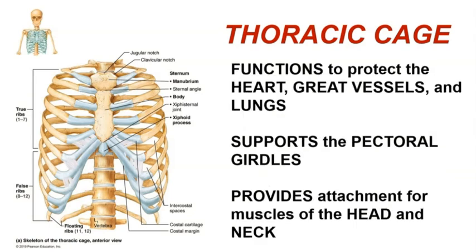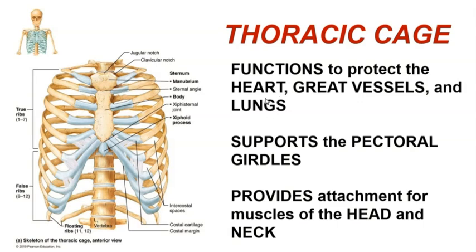So the function or the purpose of the thoracic cage is to protect things like the soft organs that are inside of the thoracic cavity. These soft organs include the heart, the great vessels that emerge from the superior part of the heart. So these would be things like the aorta, which is the body's largest diameter artery, as well as the superior and inferior vena cava, which are the large veins that return blood from the body to the heart to be sent back to the lungs again.